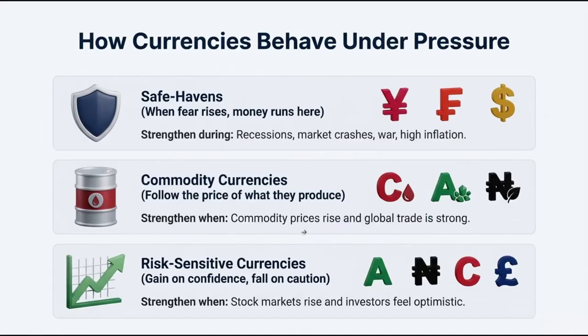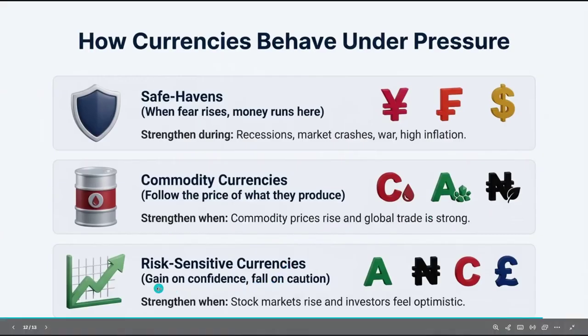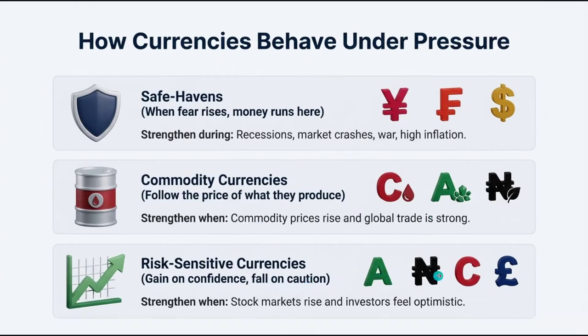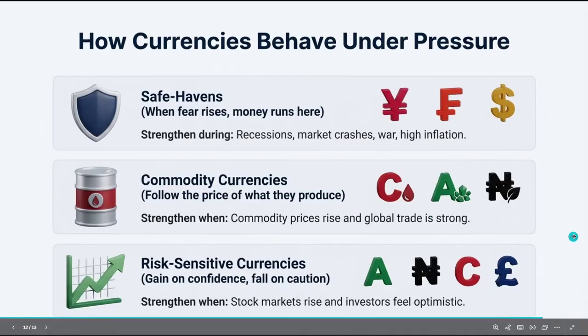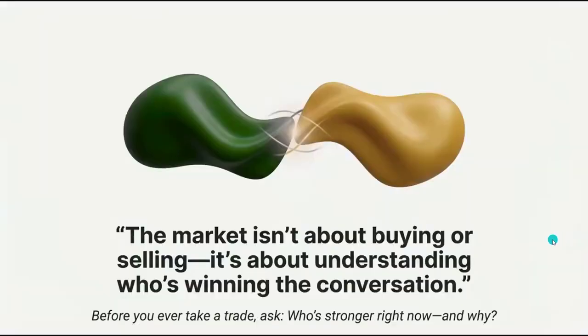Then we're going to go to the risk-sensitive currencies. They gain on confidence, meaning they're going to be bullish when the markets are confident, and they're going to fall when the markets are being super cautious. This is AUD, NZD, CAD, and GBP. You're going to see strength in these currencies when stock prices rise and investors feel very optimistic. Remember, the market isn't about buying or selling, it's about understanding who's winning the conversation. Before you ever take a trade, ask who's stronger right now and why.